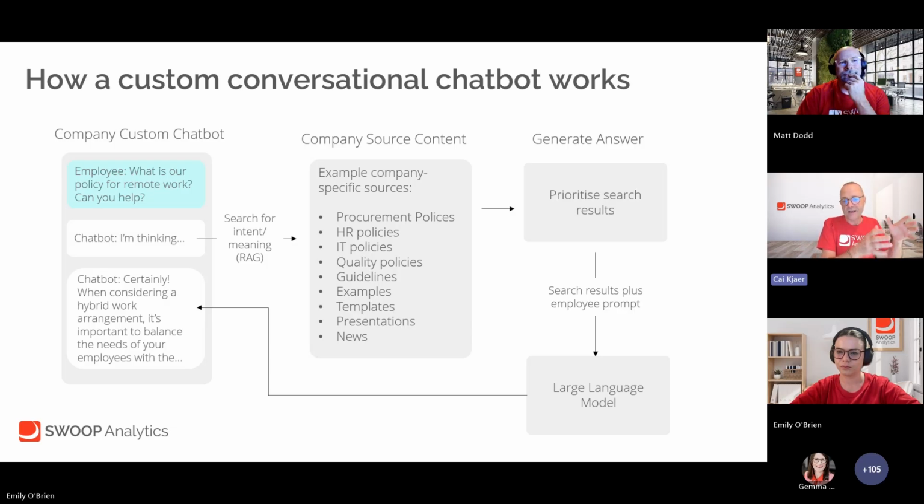So if you see over on the left-hand side of the slide, there's an employee who asks the question, what is our policy for remote work? Can you help? Now, that's the question the bot is answering. And you've seen this when you've been using Copilot or some of the other ones. It's thinking a bit, working, preparing answers or whatever. And what's actually happening behind the scenes when that is going on is the following.